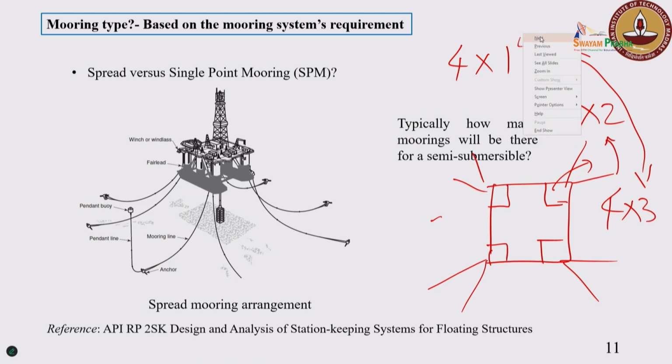If there is 4 cross 1, assuming that you have only one mooring line per column, if that gets damaged, there will be a greater offset, the excursion will be high enough. So we cannot choose 4x1, and we cannot go for a higher number of moorings as well, correct. So we have to start with some number, then slowly refine it, right. That's how it is generally done.